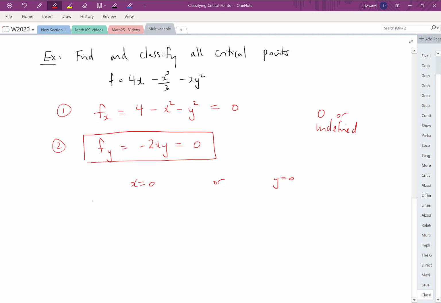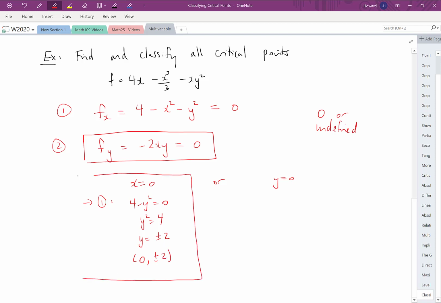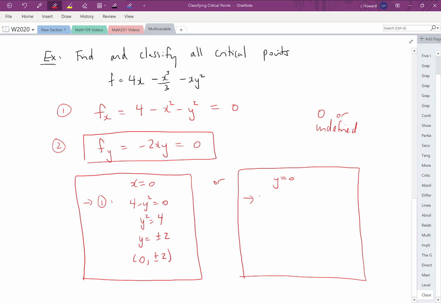So if we take x equals 0, sub it into equation 1, that would mean that 4 minus y squared is equal to 0. In other words, y squared is equal to 4, and that means y could be either plus or minus 2. So we're actually getting two possible critical points coming out of just that case. And we also need to now look at the case where y equals 0. So similar kind of idea, y equals 0 came from equation 2, so we need to sub that into the other equation, equation 1.